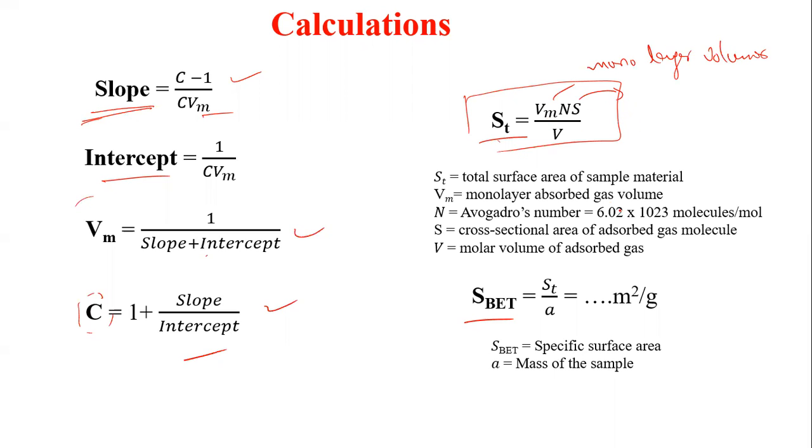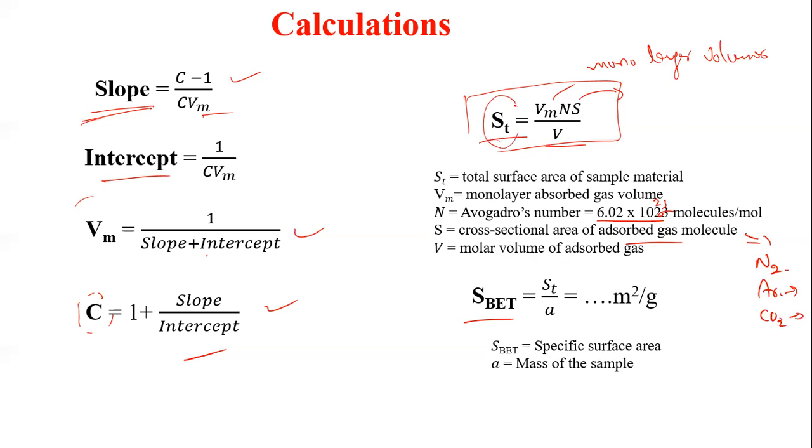N is our Avogadro number, which is 6.02 × 10^23. Then S is our cross-sectional area of the adsorbed gas molecule, and this is specific for every gas molecule, whether you are using nitrogen, argon, or carbon dioxide. So whatever gas you are using, you can have these values. And V is the total molar volume of the gas adsorbed: how much gas you have used and how much gas is adsorbed during the experiment.